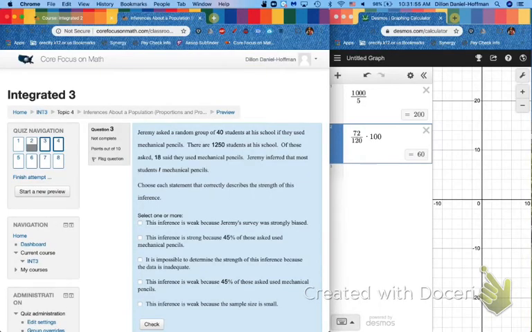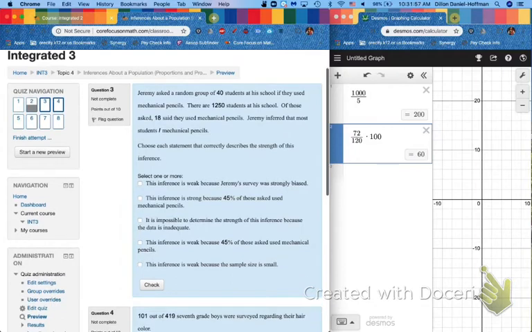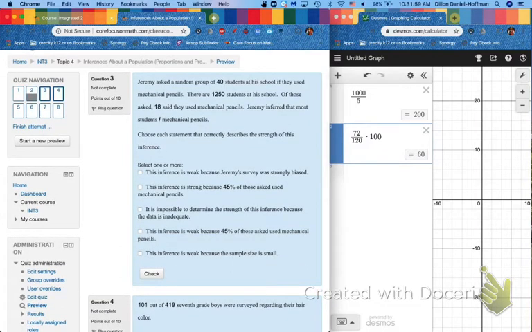Next. Jeremy asked a random group of 40 students at his school if they use mechanical pencils. There are 1,250 students at his school. Of those asked, 18 said they used mechanical pencils. Jeremy inferred that most students use mechanical pencils. Choose each statement that correctly identifies the strength of his inference.